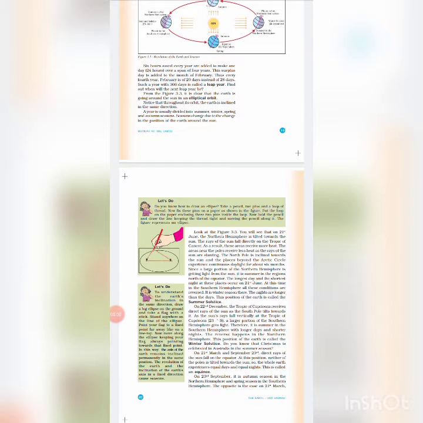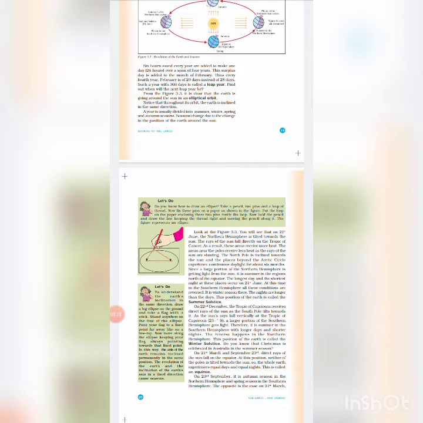The 6 hours saved every year are added to make one day over a span of 4 years. This surplus day is added to the month of February. Thus, every fourth year, February has 29 days instead of 28 days. Such a year with 366 days is called a leap year.